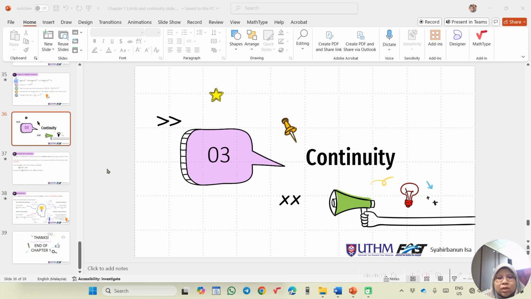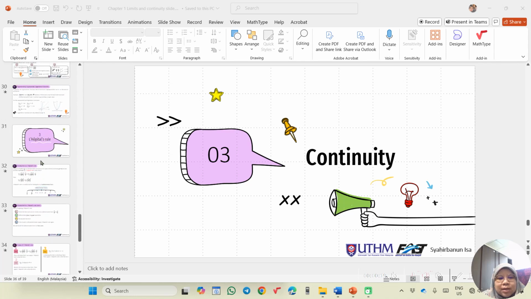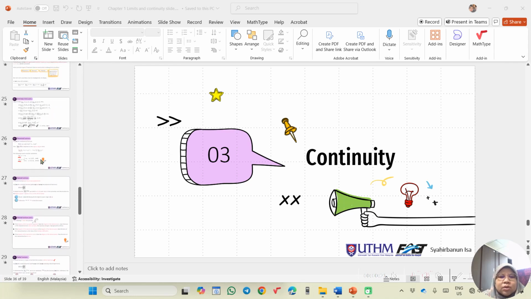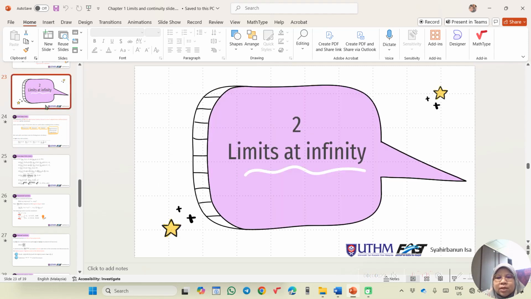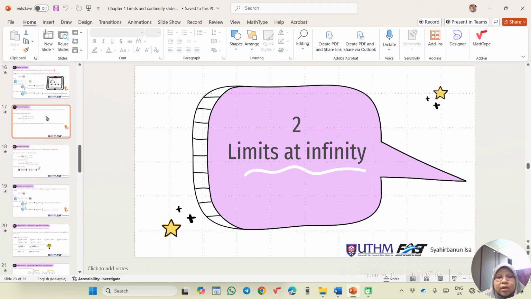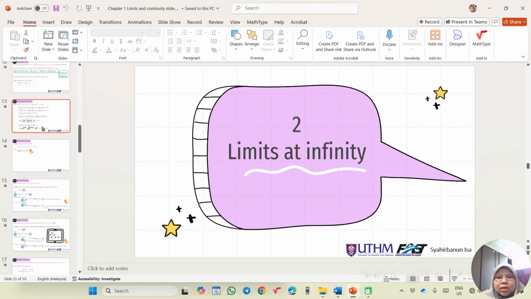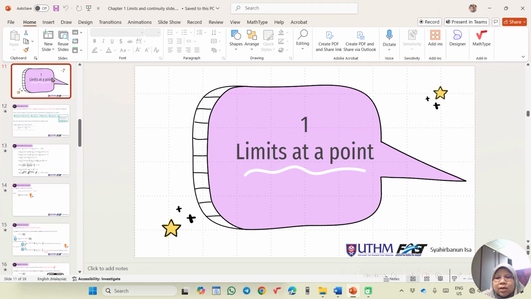For this video, I would like to explain the continuity of a function. We already learned how to compute limits at a point and limits at infinity, and we have discussed several techniques on how to compute these two types of limit.